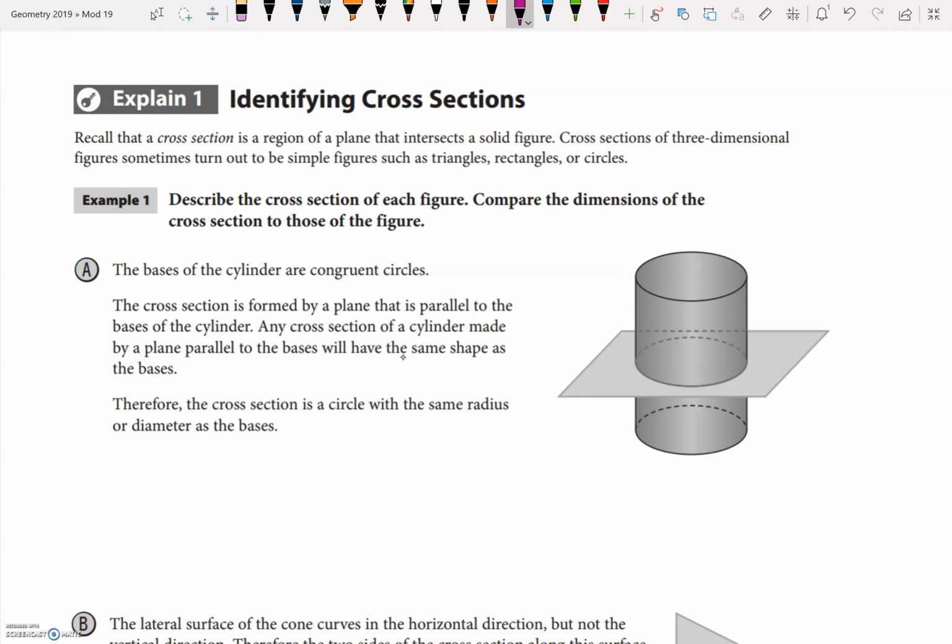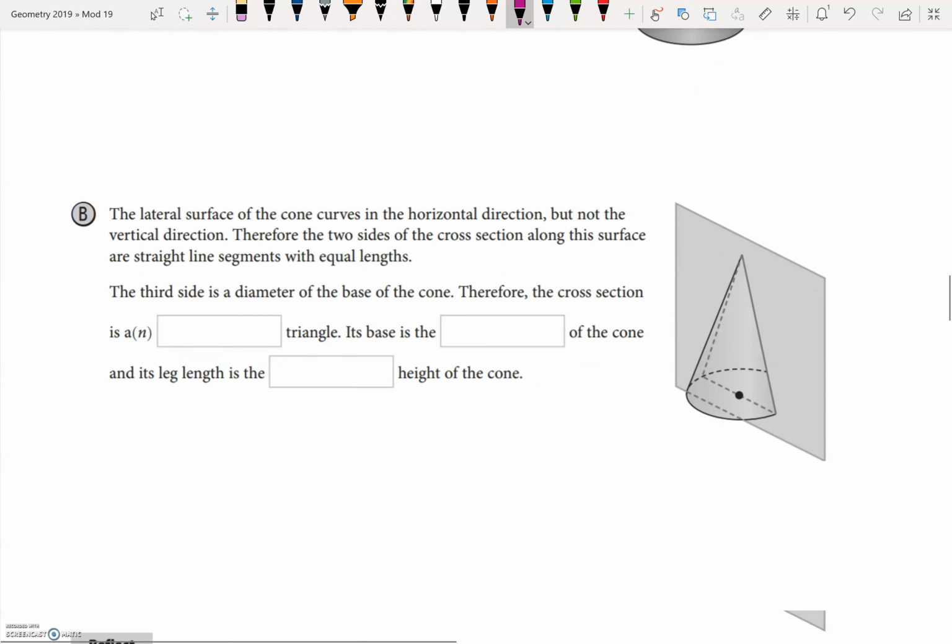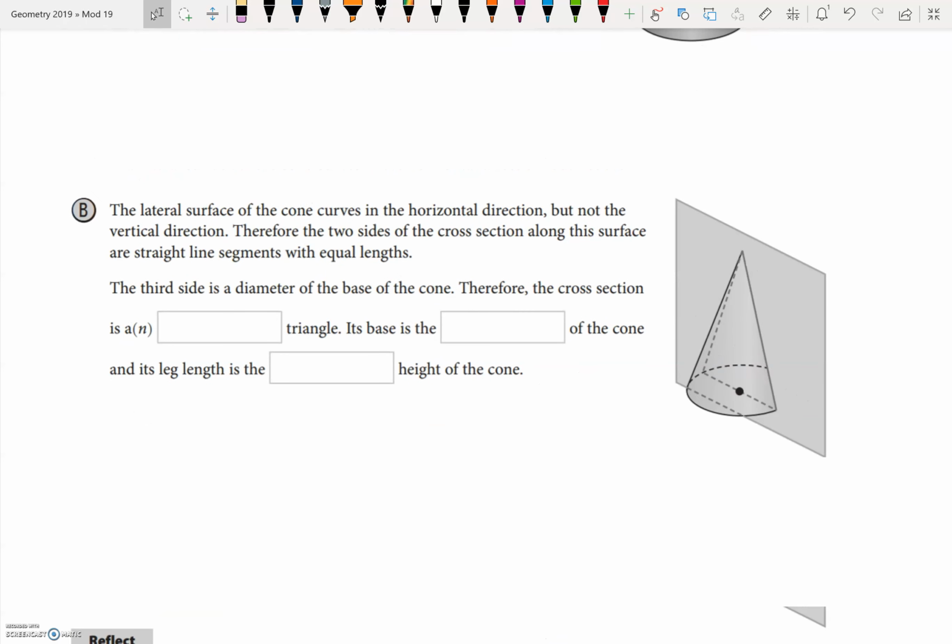So if I cut this cylinder right down the middle like this, then we'll end up with a circle. So that would be our cross section, the circle. If we take this cone and we cut it right down the middle, our cross section would be a triangle, where the base of the triangle is the diameter of the circle, and the length is the height of the cone.